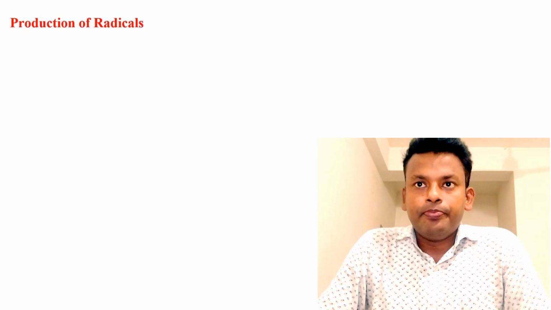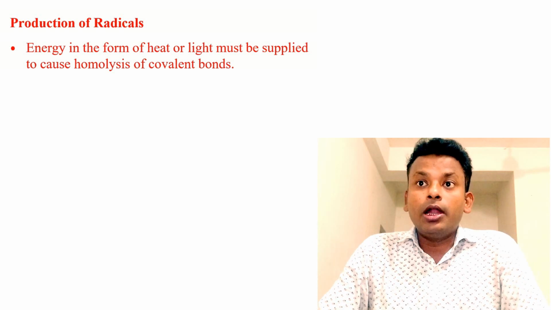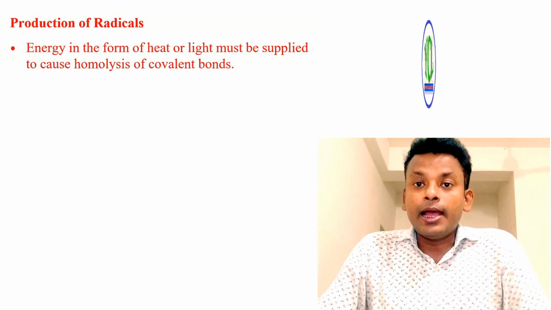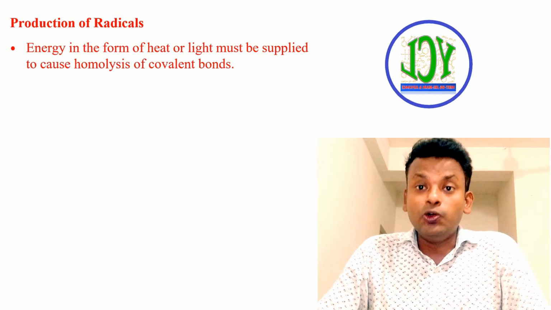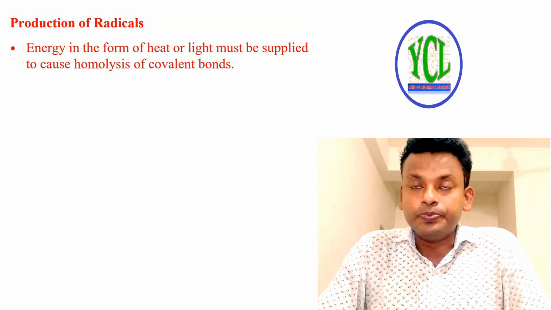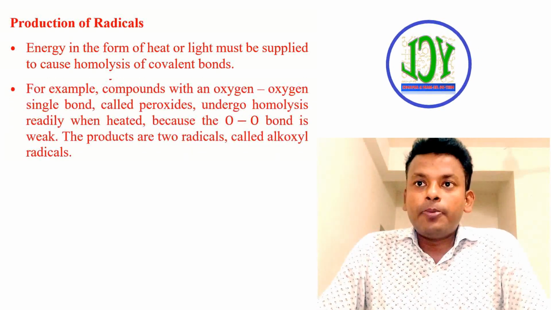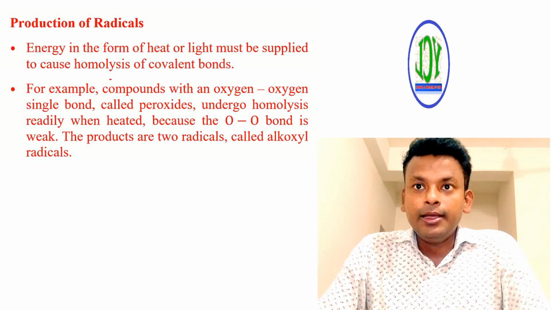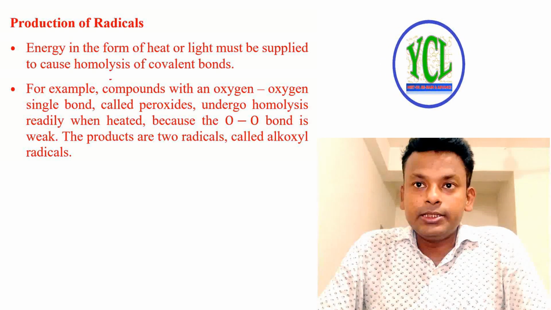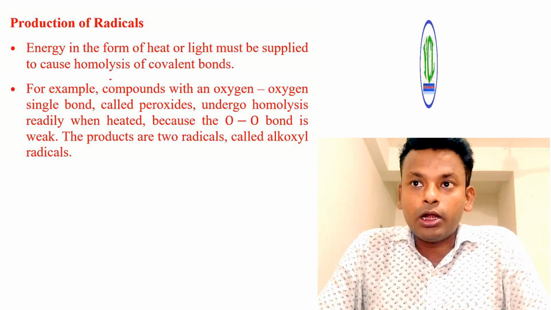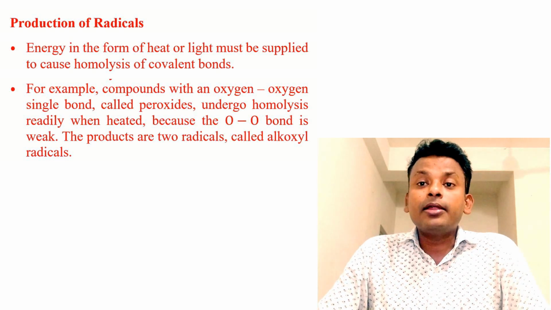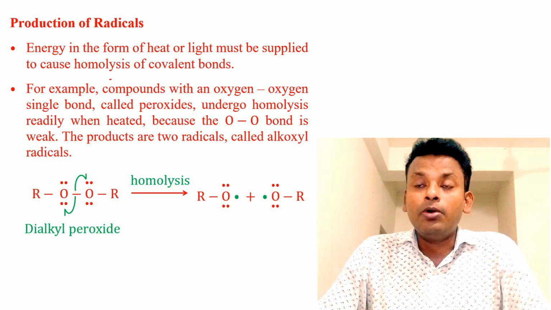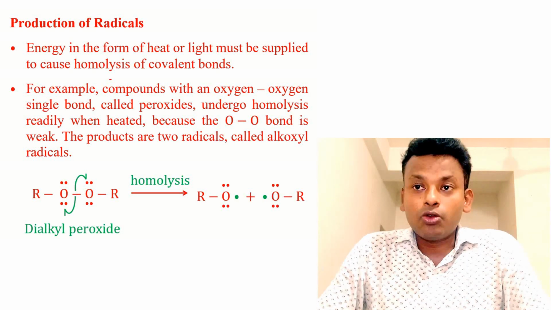Next, production of radicals. Energy in the form of heat or light must be supplied to cause homolysis of a covalent bond. Here light is UV light or sunlight, that is h nu. For example, a compound with an oxygen-oxygen single bond, called a peroxide, undergoes homolysis readily when heated. Because the OO bond is weak, the products are two radicals called alkoxyl radicals. Here dialkyl peroxide undergoes homolysis to form alkoxyl radicals, that is RO dot and RO dot.